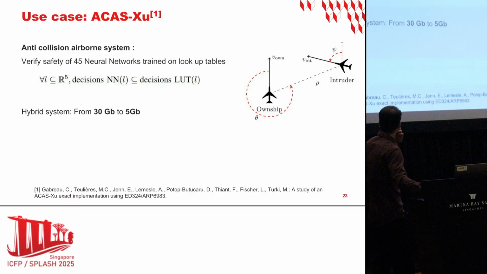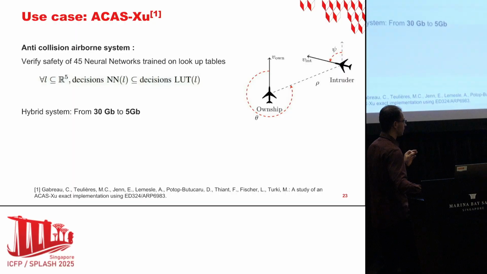I also just want to show you a quick industrial use case. This is from a joint work with Airbus. There is a paper on it. They had drones, and they had lookup tables that, for each value in the lookup table, said if there is an intruder in this zone, you have to go either left, right, or straight.